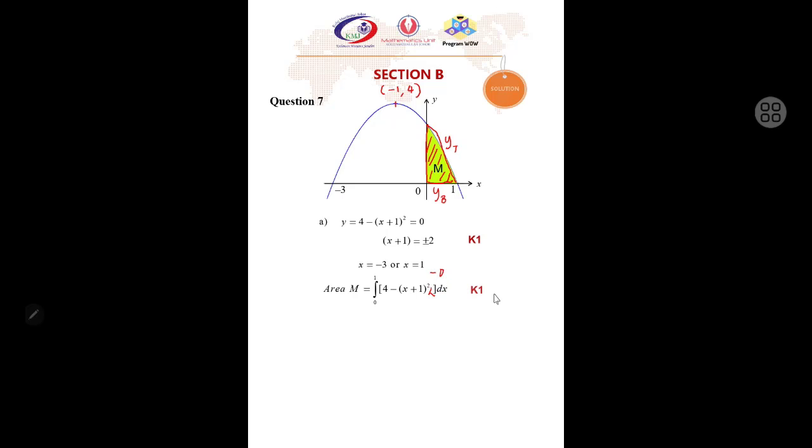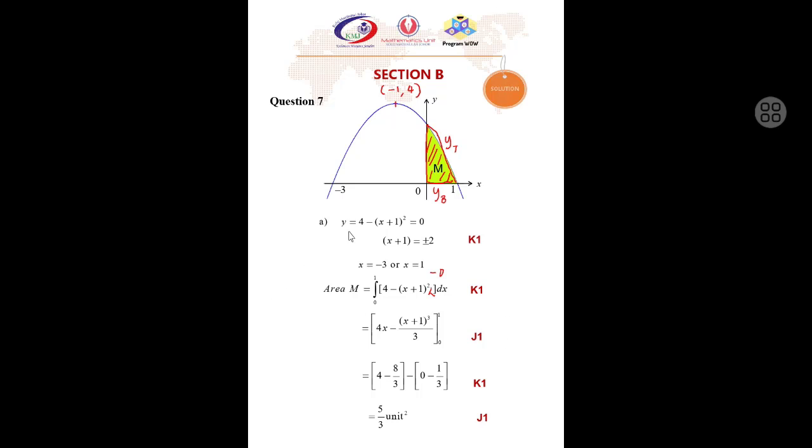So that is another K1. And then you integrate this function. Integrate 4, you get 4x, integrate (x plus 1) squared, you get (x plus 1) cubed over 3, evaluated from 0 to 1. So you integrate, you get J1, substitute your upper and lower limit, you get K1, and then the final answer, 5 over 3 unit squared, is your G1. So that is the area of M.